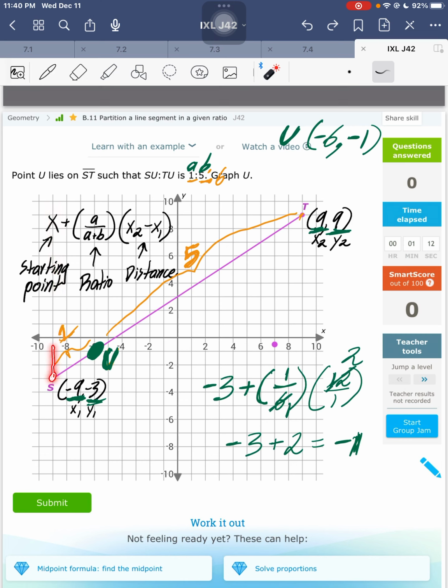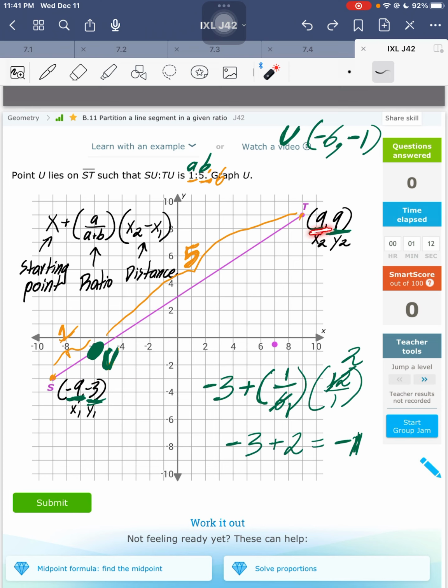I'm gonna travel a distance not of 12. What is 1/6 of 12? 2. So I only traveled this. Now, in order to find out what the coordinate is, I actually had a starting coordinate. You cannot find a point if you don't have a starting point. So what's my starting point here? Negative 3. So negative 3 plus the 2 units that I had to travel up is negative 2, negative 1. And that's why my y coordinate is negative 1.